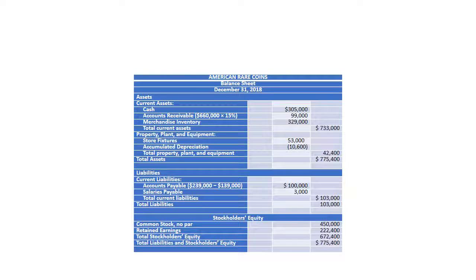Later in the year, ARC purchased merchandise on account for $239,000. So they increased inventory by debiting it $239,000, but increased accounts payable $239,000 on the credit side. Before year end, ARC paid $139,000. So debit accounts payable $139,000, credit cash $139,000.